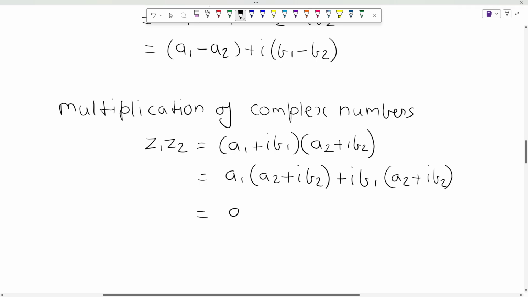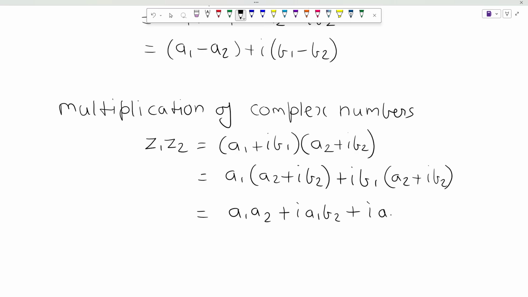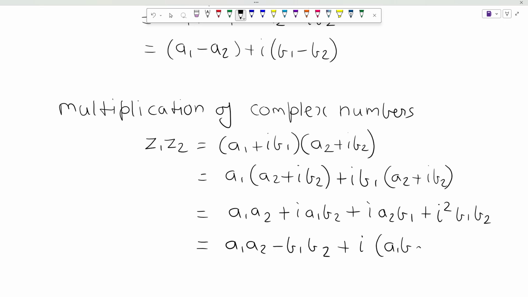So this will be equal to a1 times a2 plus iota times a1 times b2 plus iota times a2 times b1 plus iota square of b1 times b2. Now iota square will be minus 1. So this can be written as a1 times a2 minus b1 times b2, and taking the imaginary parts together we get iota times a1 times b2 plus a2 times b1. So this is the product of two complex numbers.